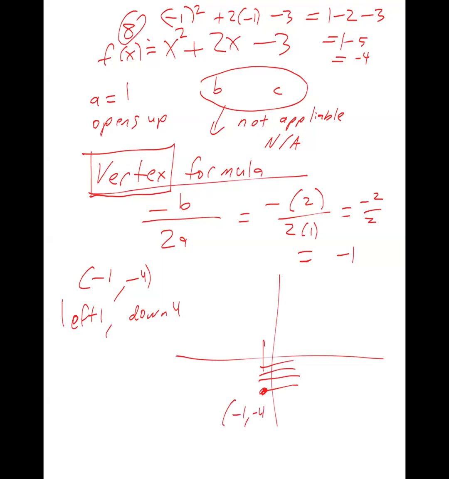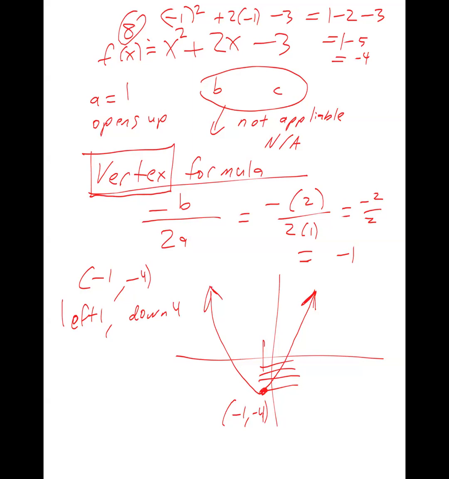And then from that point, what direction does it go? Does it open down or open up? It opens up because A is still valid. A is equal to 1, so since A is positive, it opens up. So start from the point -1, -4, and it opens up from there. Boom, like that. Presto.